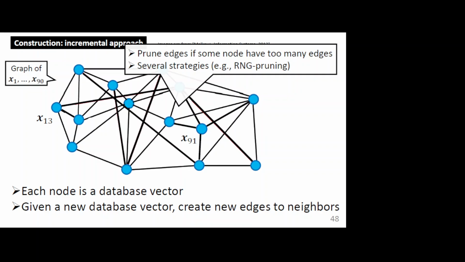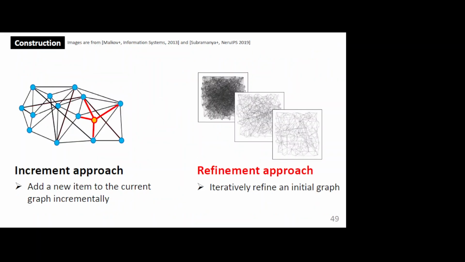But sometimes the number of edges is too many. If there are too many edges, this means your search will take a longer time. So we will also apply some strategy to prune some unnecessary edges. Okay, we will talk about it later.